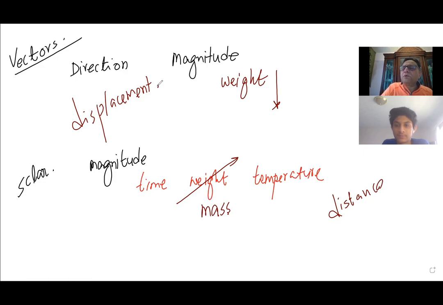See, the temperature could be positive or negative. Still, why do you say that it is a scalar quantity? You could have minus 10 degrees, plus 10 degrees. Sir, your voice froze. So are you able to listen to me now? Yes, sir, I can hear you now. Okay. So temperature could be positive or negative. Why do you think it is a scalar quantity and not a vector quantity?